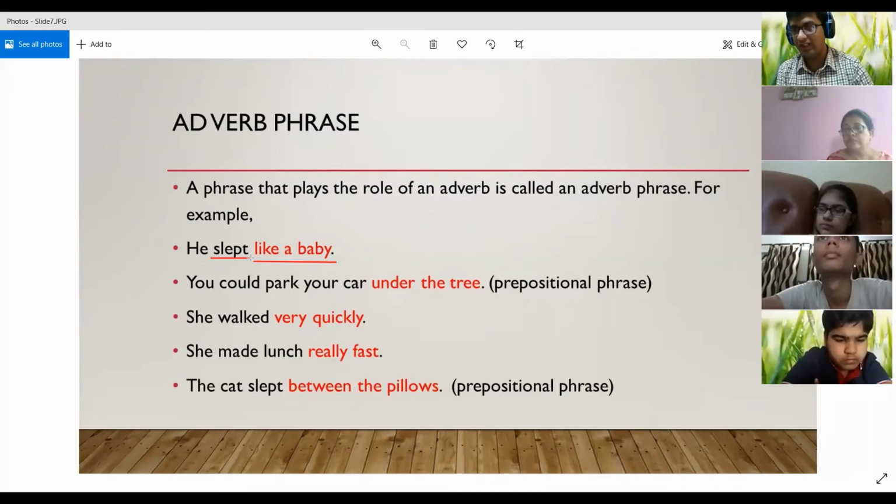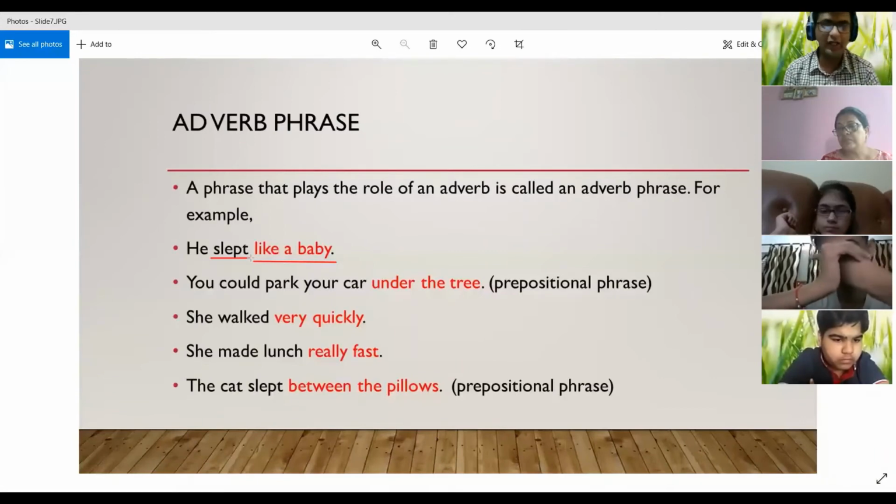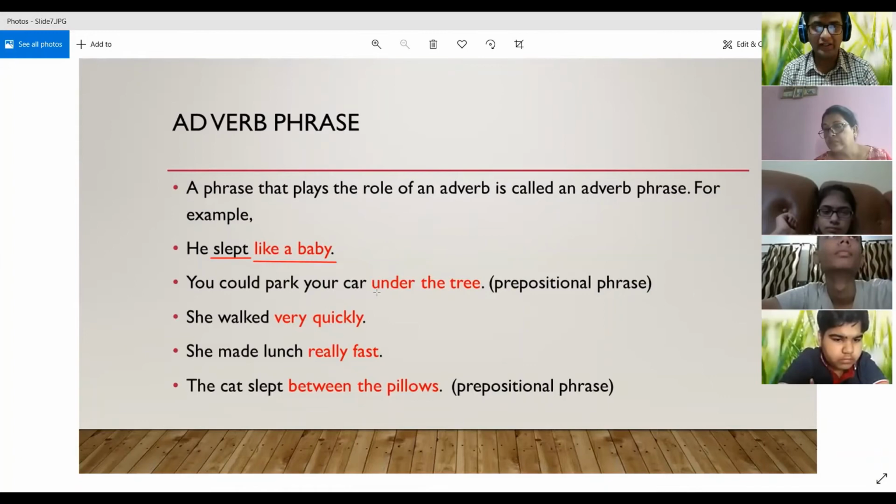If you think about it deeply, you will find that like a baby over here is acting like an adverb of manner, because it is answering the question how he slept, the manner in which he slept. Slept is the verb, and like a baby is telling us the manner in which he slept. Now, we come to the next example. You could park your car under the tree.